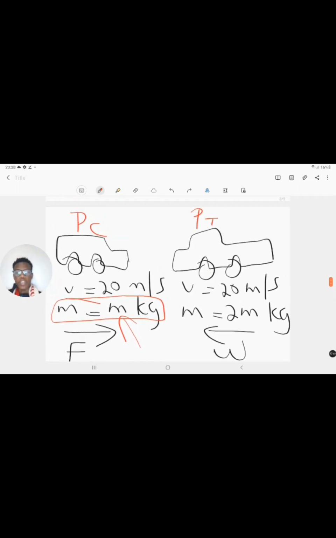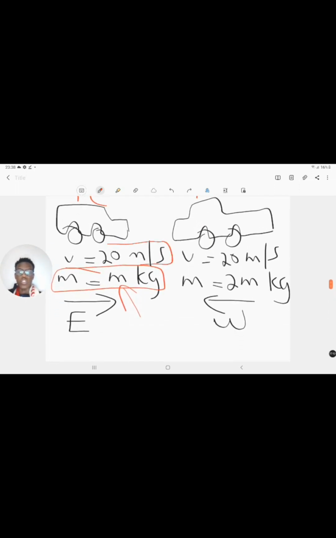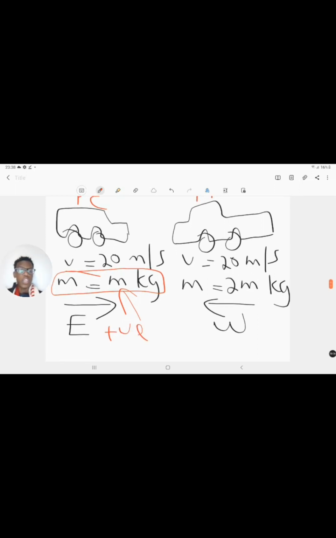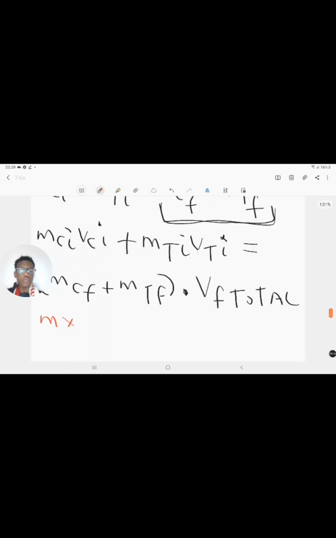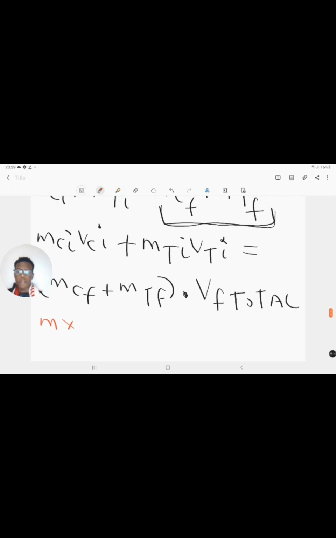If we go back up there, the velocity of the car initially is 20 meters per second to the east. Remember, I said specify your sign convention before you start solving these questions. We said east is positive. So then we're going to put in a positive 20. So this is going to be m times 20. It's a positive 20 because east is positive.